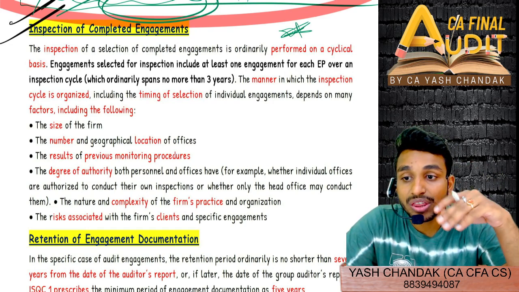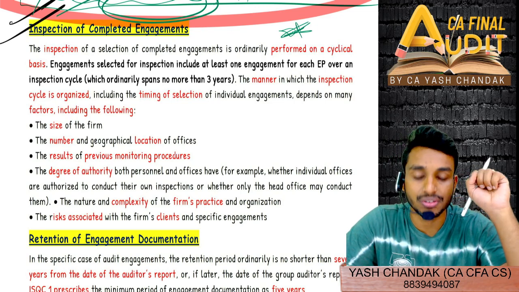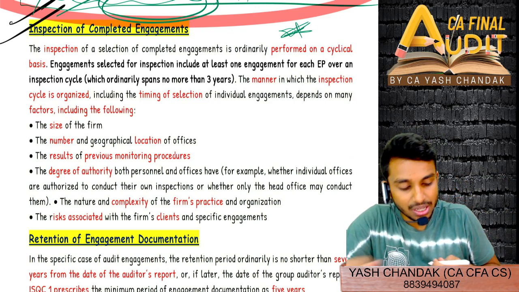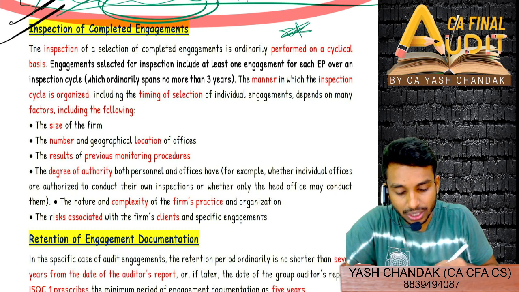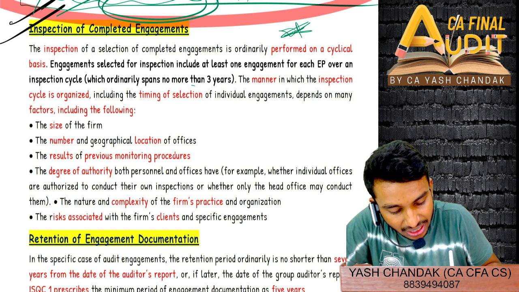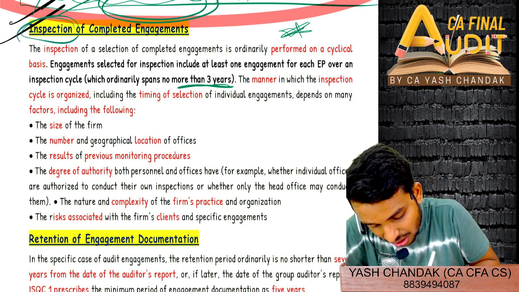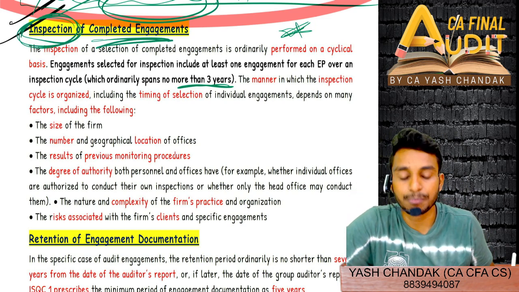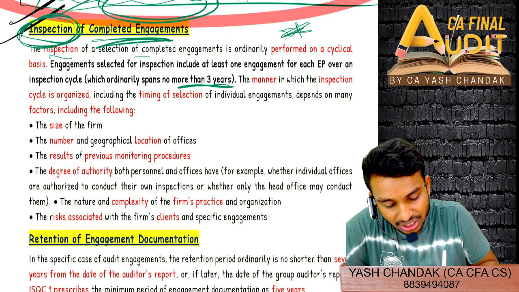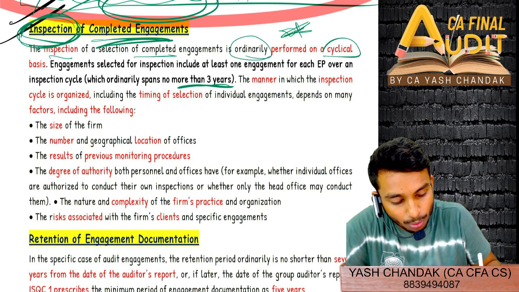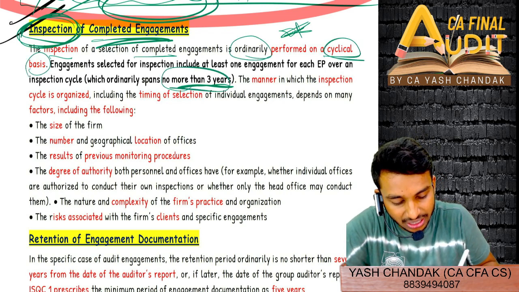Cyclical, the total cycle should be maximum not more than 3 years. So after every 3 years, there should be, again, an inspection of the completed engagement. So the inspection of a selection of completed engagements is ordinarily performed on a cyclical basis. The cycle is no more than 3 years.